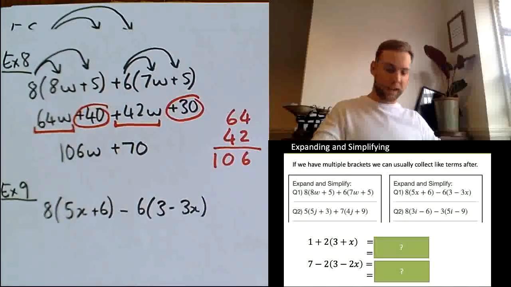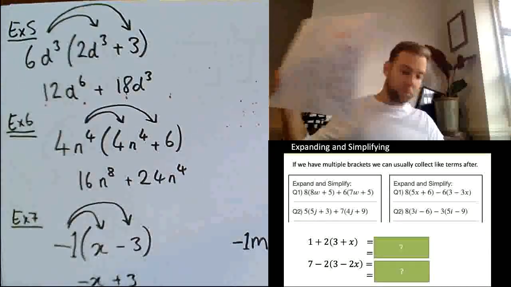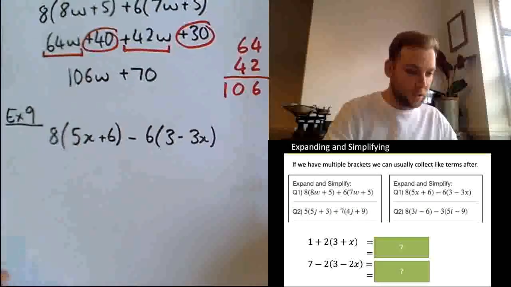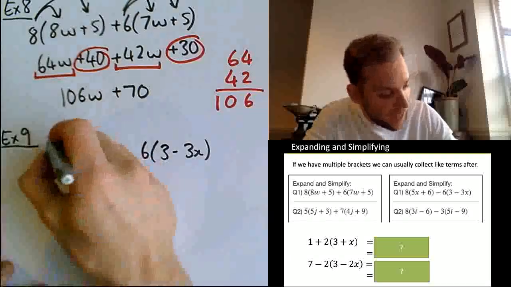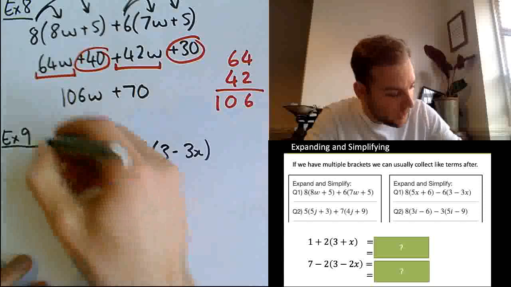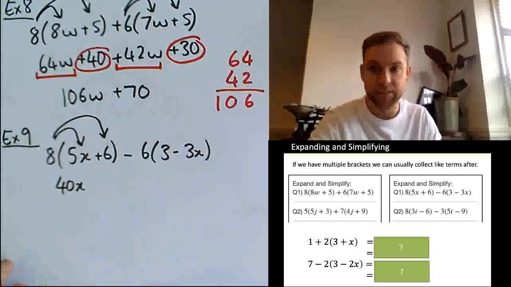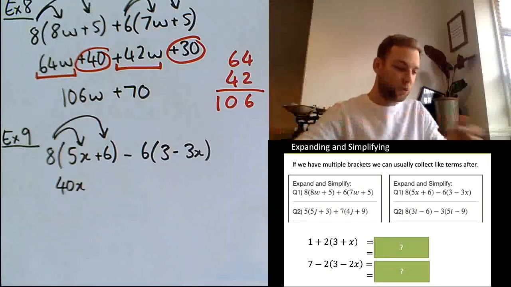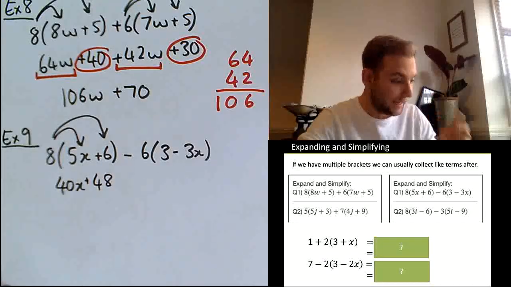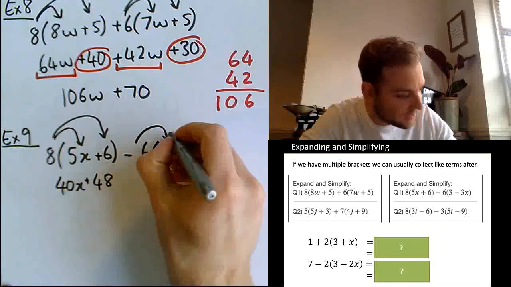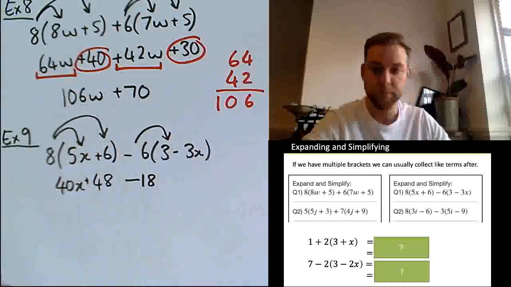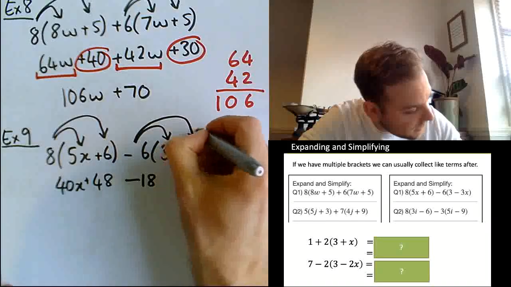So we've got to go back and think about how we multiply by our negatives, which is what we did down here. So here we've got 8 times 5x, which is equal to 40x. 8 times 6 is equal to 48. Now we're dealing with this negative, so it's minus 6 times 3, which is equal to minus 18. And minus 6 times minus 3x.